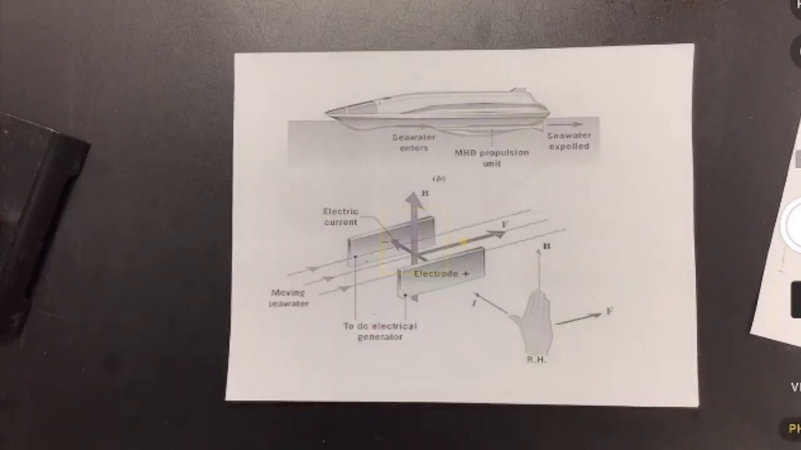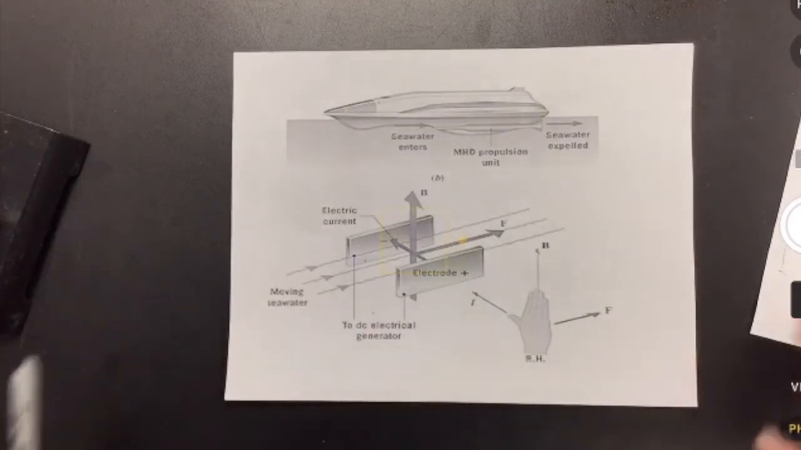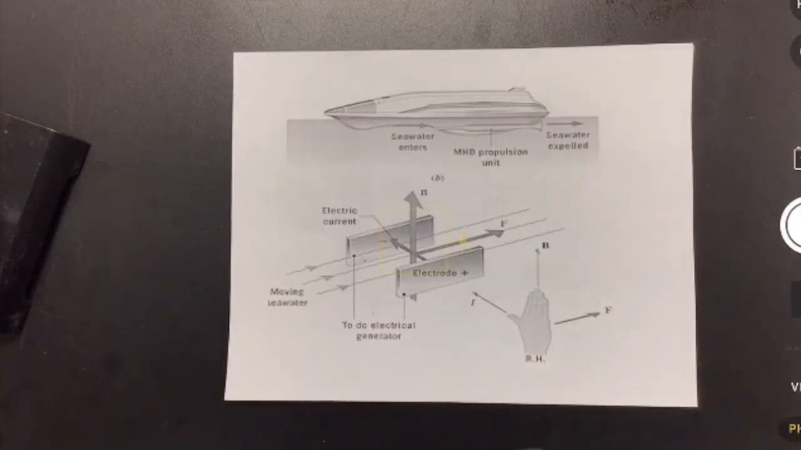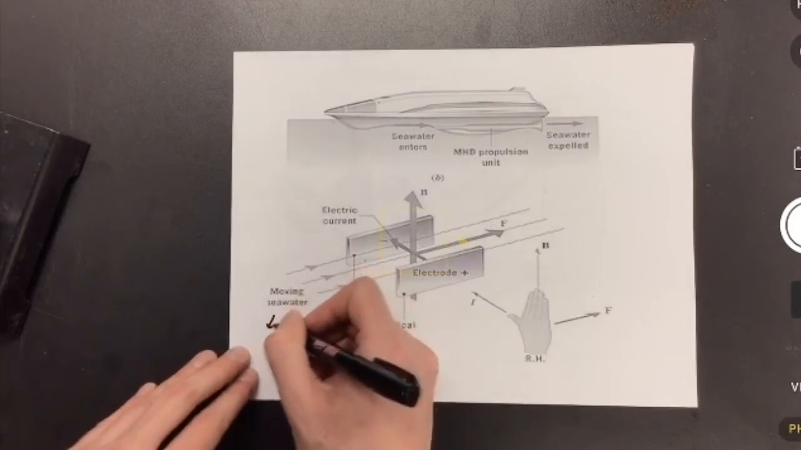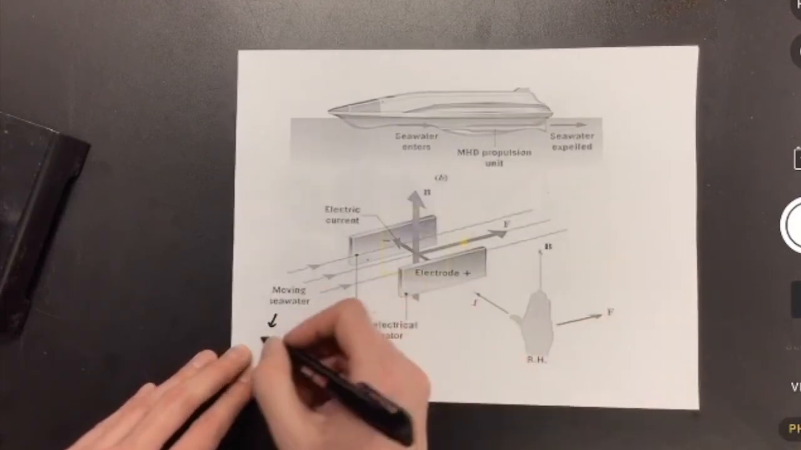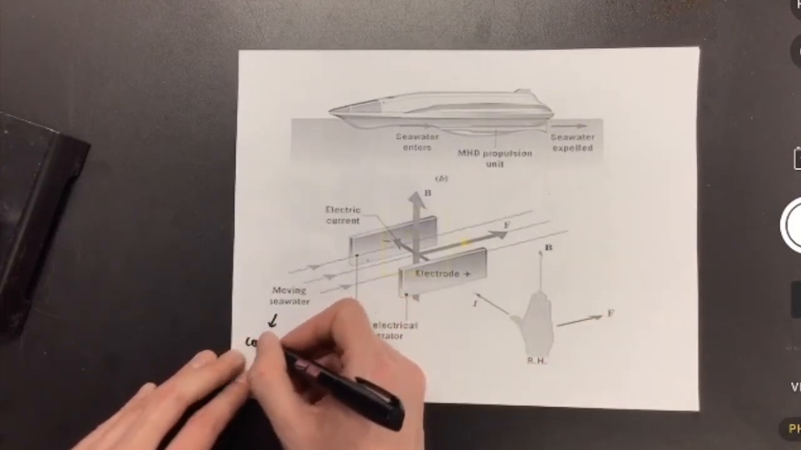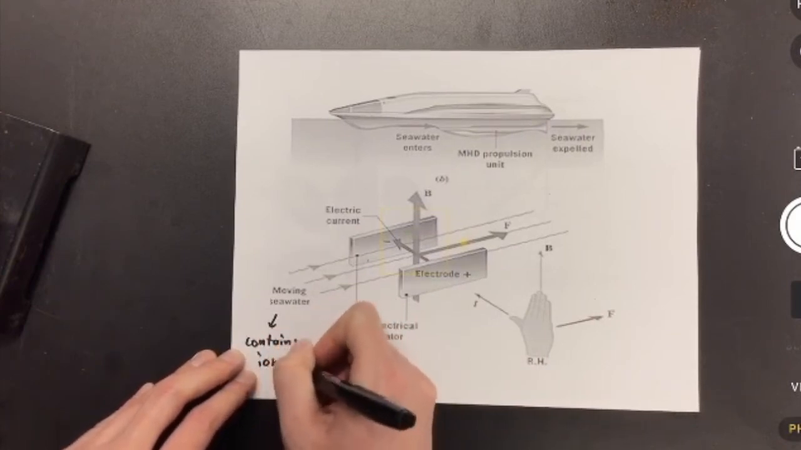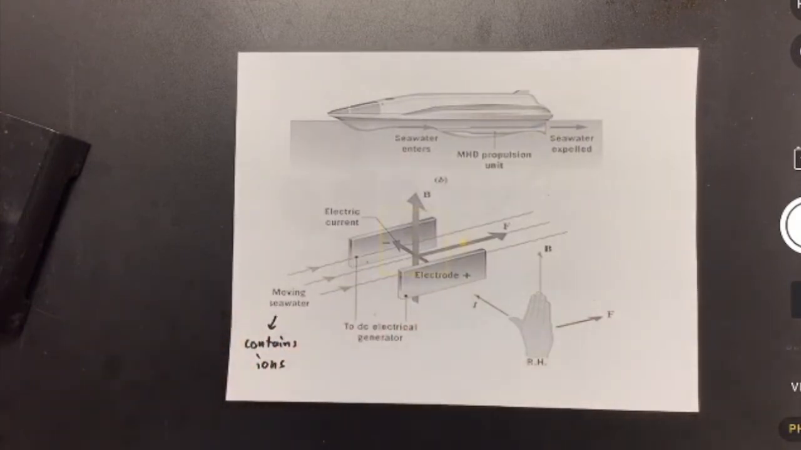Why seawater? What does seawater have that fresh water doesn't? It has salt in it, right? If you've taken your chemistry classes, you'll know that salt would be a solution of sodium ions and chloride ions, or whatever ionic compounds, whatever salts. So seawater contains ions, so charges. We have electric charges in the water here.